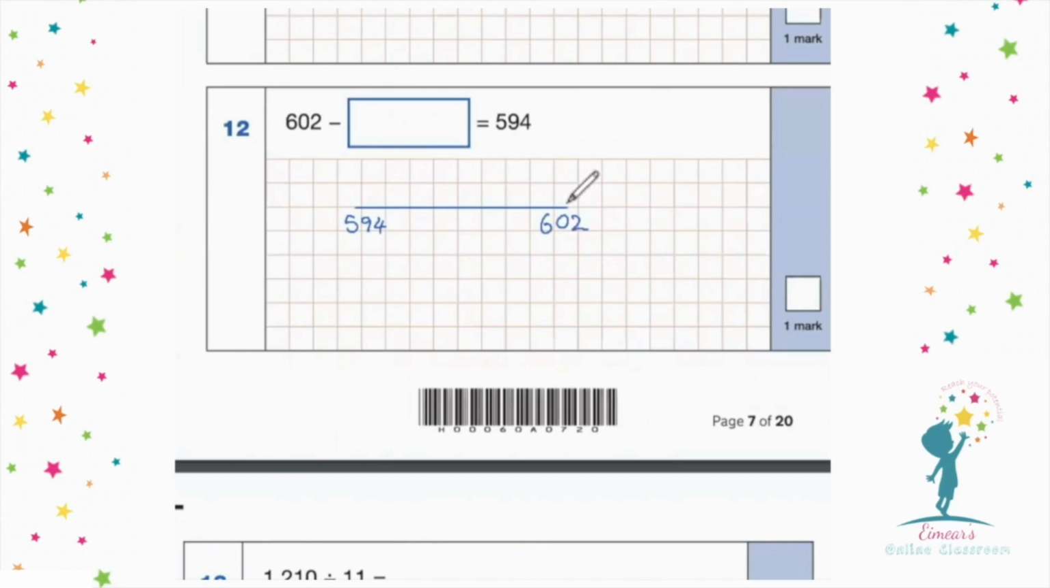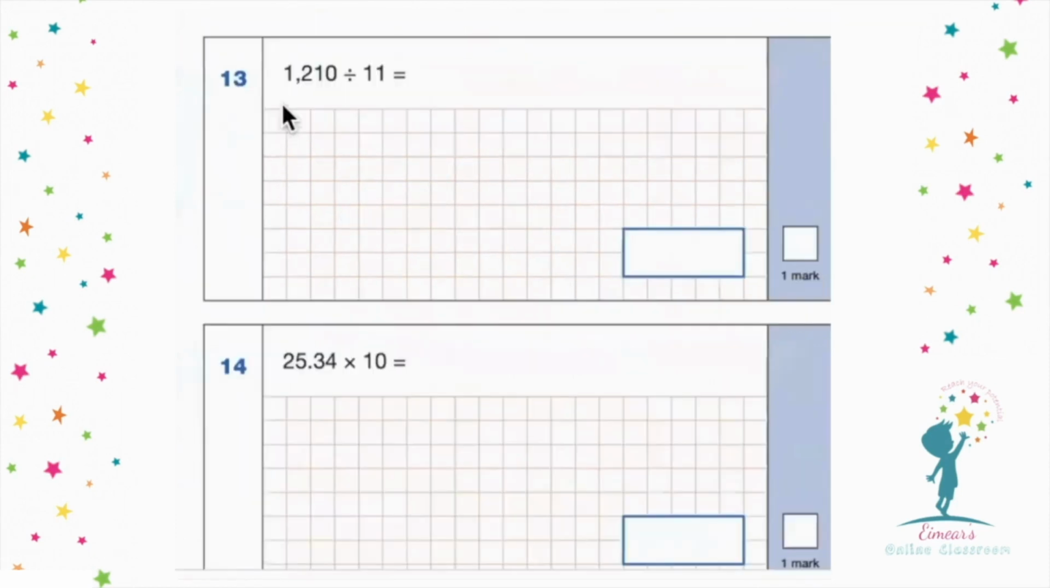Let's go backwards. 602, we're going to tick 2 away to get to the nearest 100. That gets us to 600. And from 600, it's count back 6. 6 and 2 is 8. So 602 minus 8 equals 594.